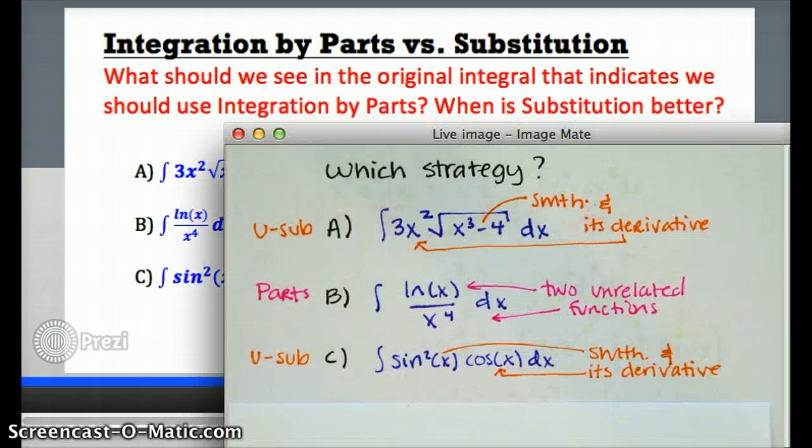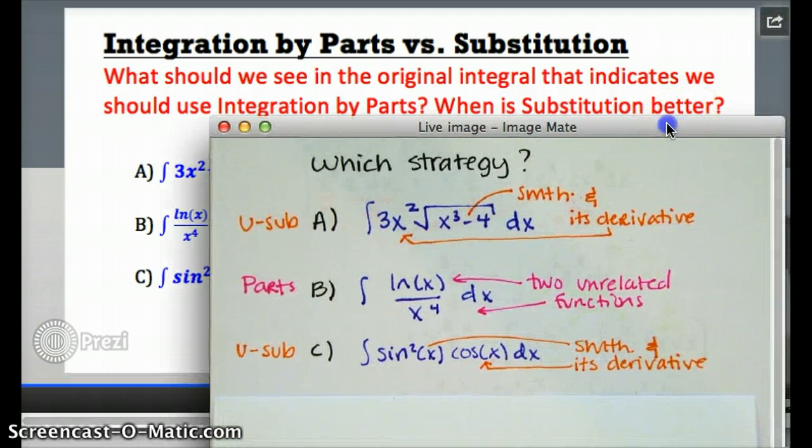Nice. So you saw the answers in Edpuzzle, but here's just a quick reminder of the thinking process in case you got one wrong. In both A and C, I saw a function and its derivative next to each other, and that's how I knew to use substitution. If you thought that B was also substitution, you may have made the mistake of disregarding this exponent 4. You are right that ln has a derivative which is 1 over x, and it kind of looks like that's what's going on here.